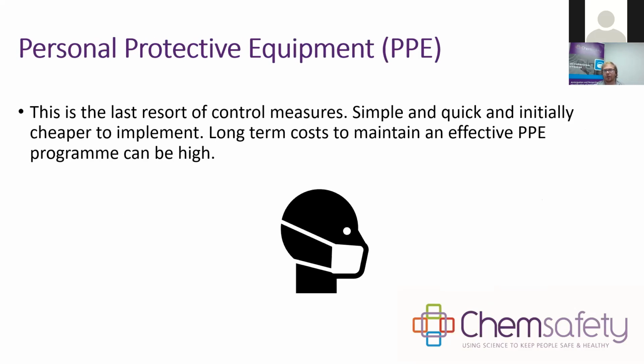And then the final control that we'll go into detail with today is personal protective equipment. So this is often the last resort of control measures. It's simple and quick to initially implement, but long-term costs to maintain an effective PPE program can be high. So unfortunately, this is often the only control we see on site, and it's the least effective.